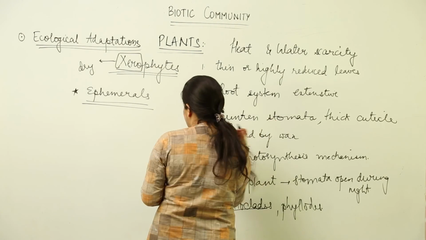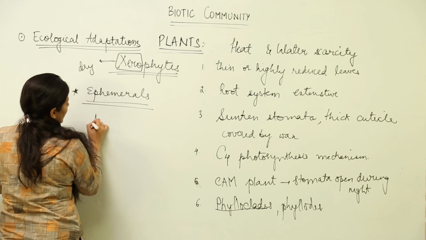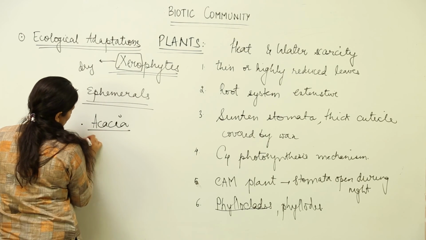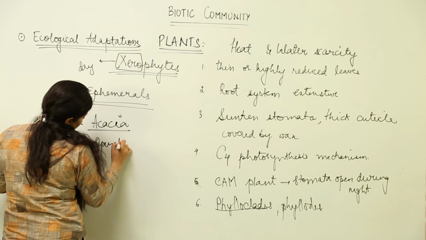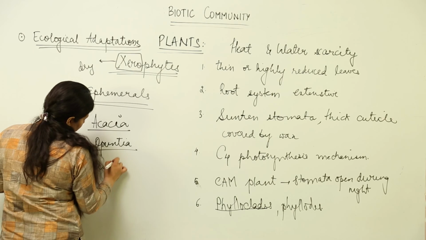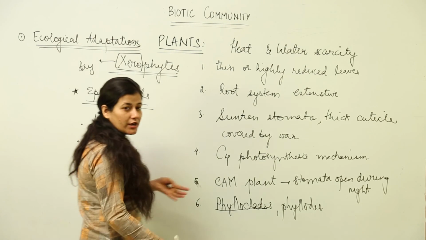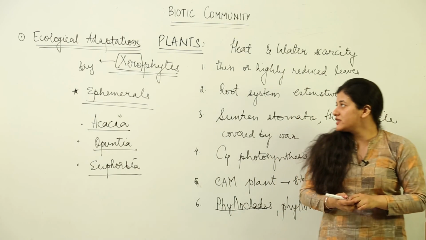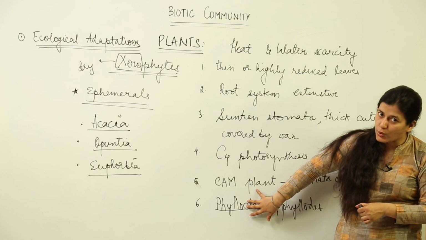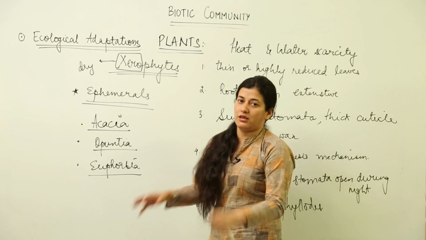Now, what are the examples that come to your mind when you think about xerophytes? Certainly cactus. So we have the example of acacia, we have the example of opuntia, that is the cactus commonly known. Then we have the example of euphorbia, and many more. This much is enough for your understanding. I hope you get an idea what adaptations a xerophytic plant is going to show, so that it very well survives in the highly arid and semi-arid conditions.